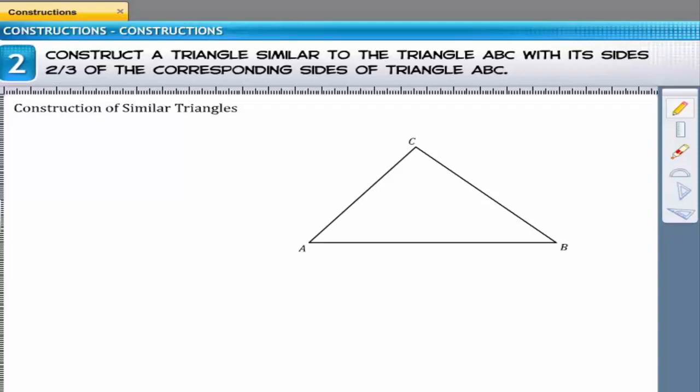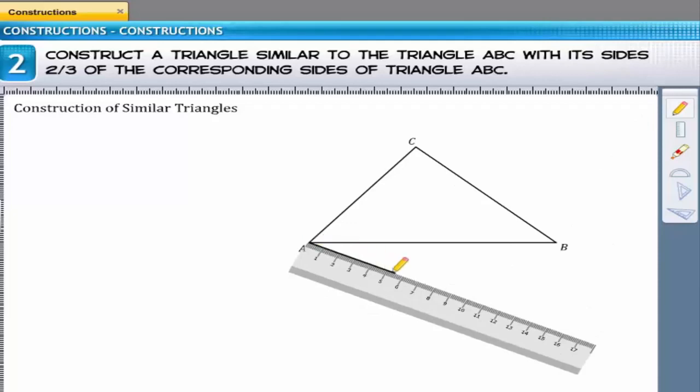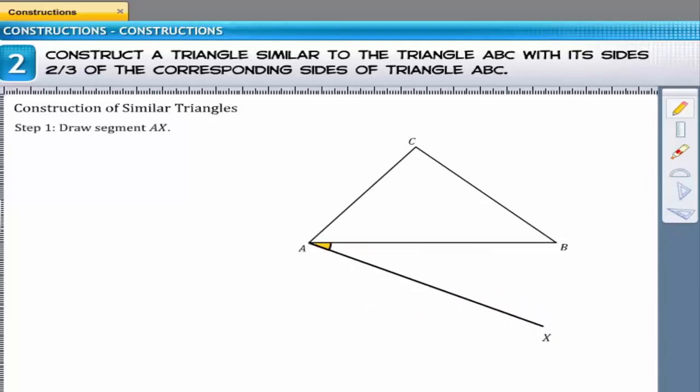Now, let us start with our construction. As step 1, draw a segment of a convenient length making an acute angle with the side of the given triangle. Here, let us draw the segment AX making an acute angle with the side AB of the triangle ABC. Now, you have to mark a few points at an equal distance from each other on AX. The number of points depends on the given scale factor. If the scale factor is x by y, the number of points is equal to the larger value amongst x and y. Here the given scale factor is 2 by 3. So the number of points you will mark on AX is 3, since between 2 and 3, 3 is greater.